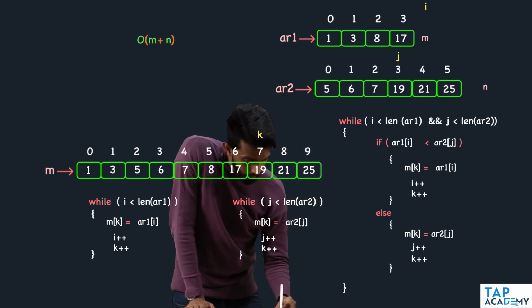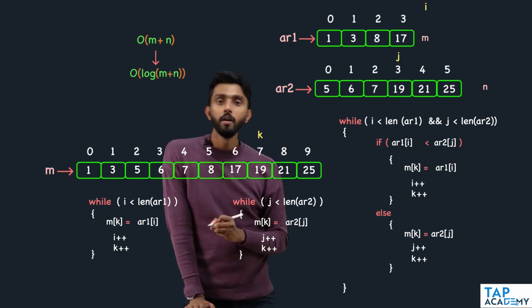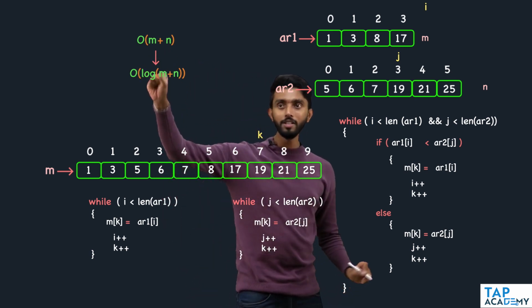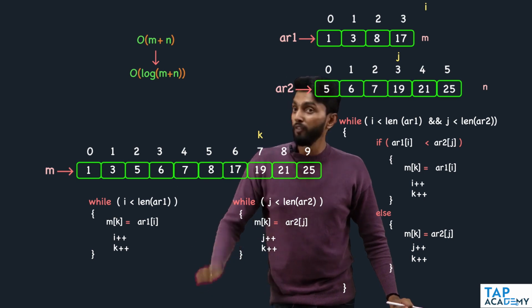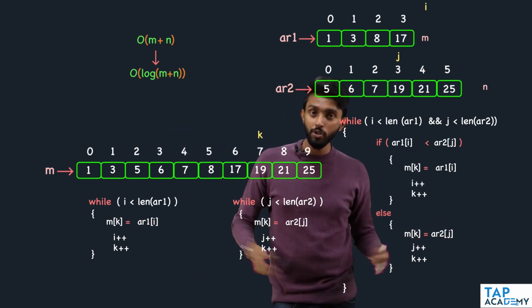Now what did they want from you? They wanted big O of log of m plus n. What have you got? What have they asked? Clearly there is a mismatch. Definitely it is not log. So clearly this is an inefficient solution.